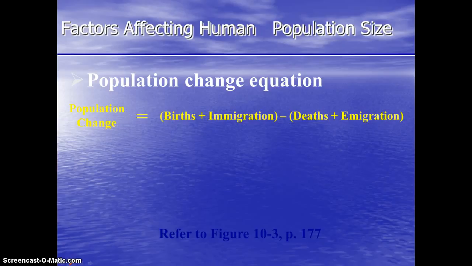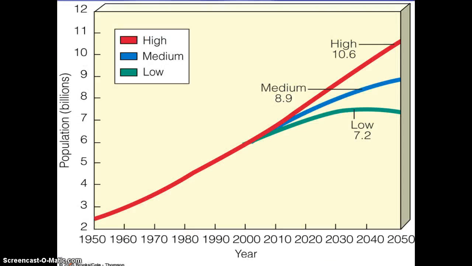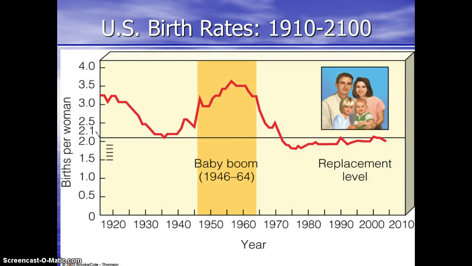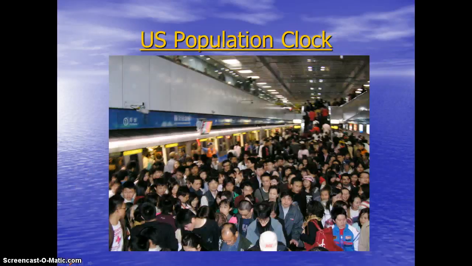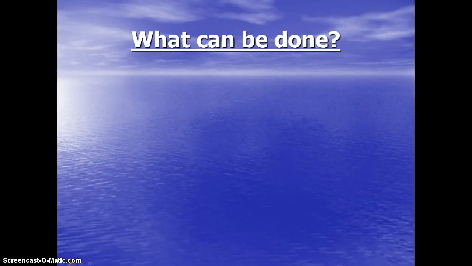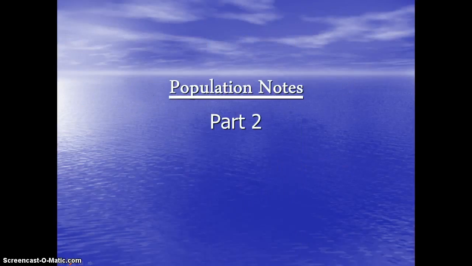Let's look at some factors that can influence population change. We've talked about the equation births minus deaths, but you've got to include immigration and emigration. Some nice graphs you can look at of how birth rate is working. Now, let's skip ahead to the second part. The second part's really what I want to get to.